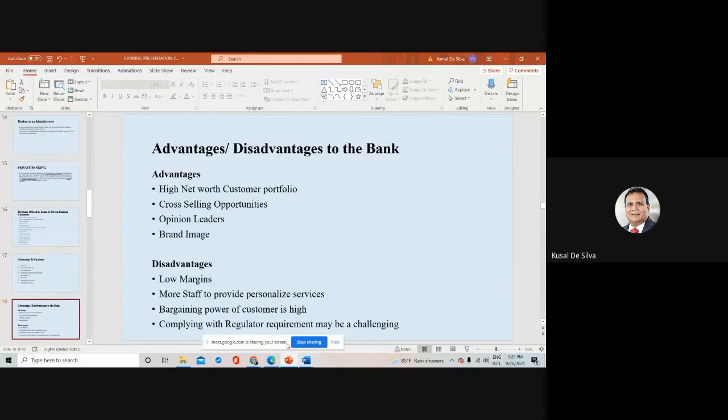Then the bargaining power of the customer is very high. If we don't accommodate their request, they will immediately shift to another competitor. Complying with regulatory requirements may also be challenging.